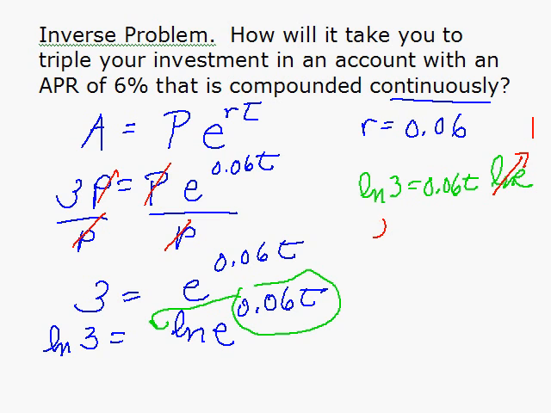So here's my problem. Natural log 3 equals 0.06t. I want to find t. Divide both sides by 0.06 and there's your answer.